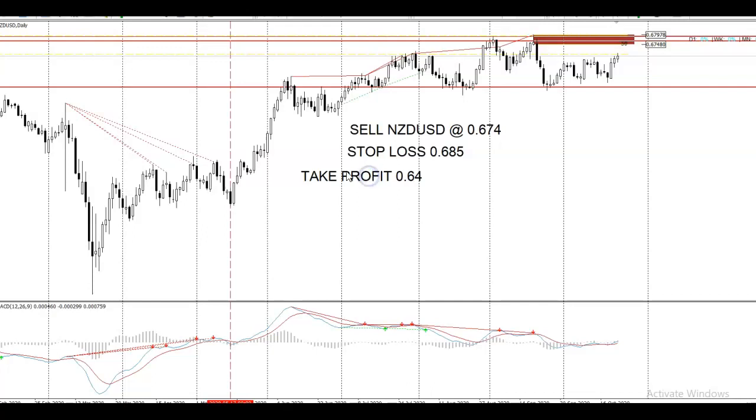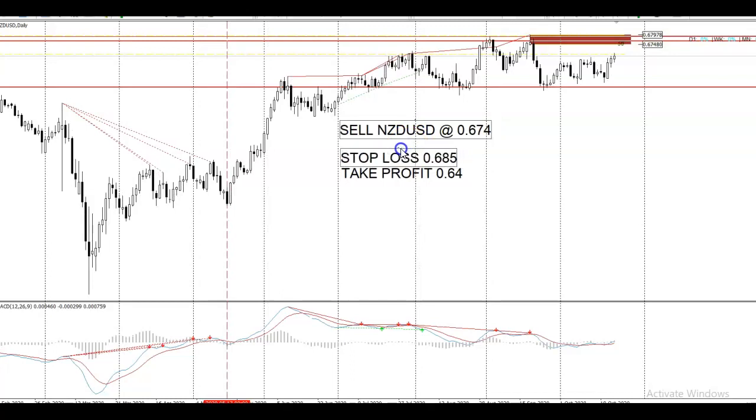Very simple setup, very basic. Working our way down from the higher time frame. That's the setup. You can pause the video. You can write that down.